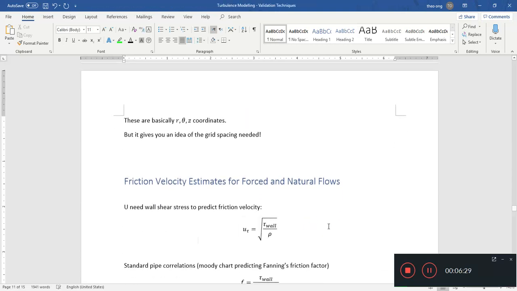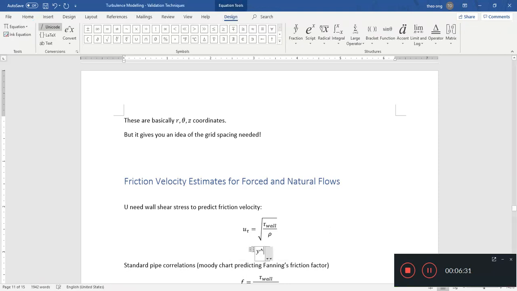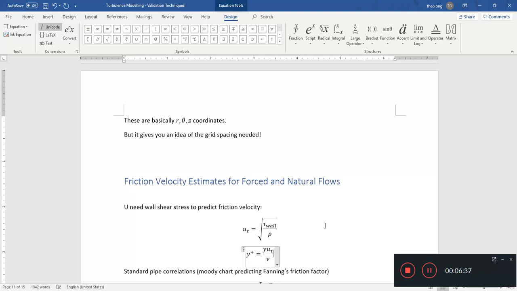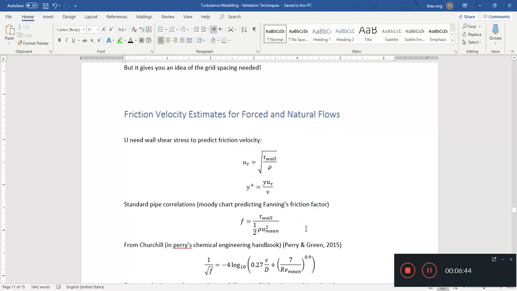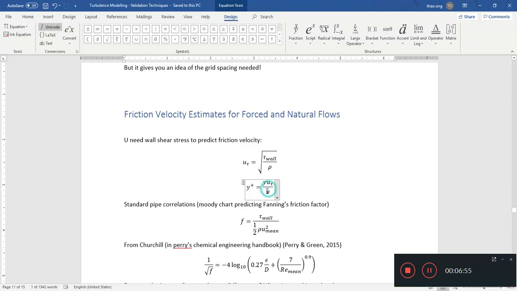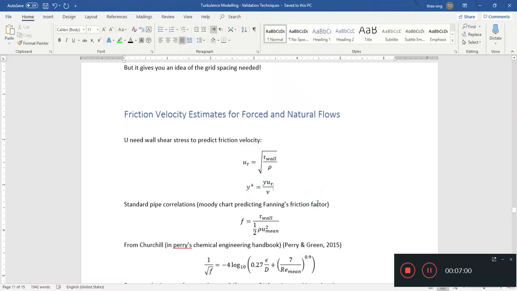So if you remember, y plus equals y, but you scale it with the friction velocity and divide it by the viscosity. That gives you the dimensionless units at the wall. So these are for your standard correlations. Alright, so how do we figure out this friction velocity? Because viscosity is quite easy for us to find out. It is just this friction velocity that we need.